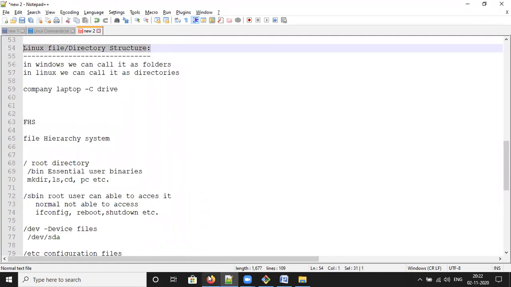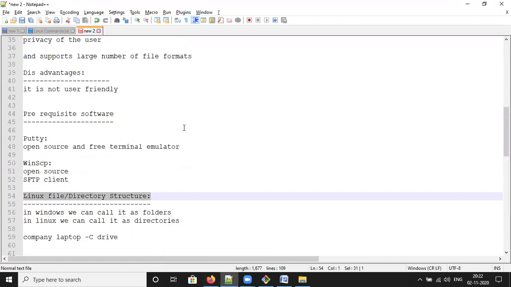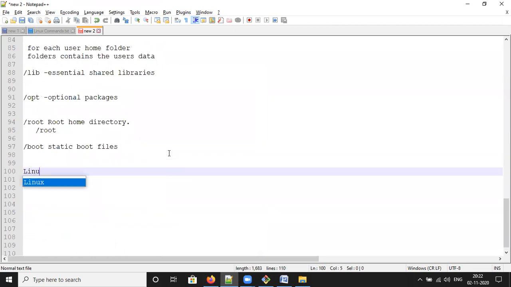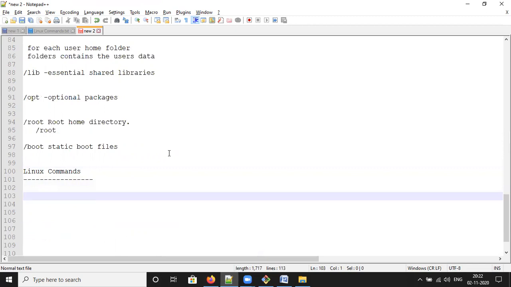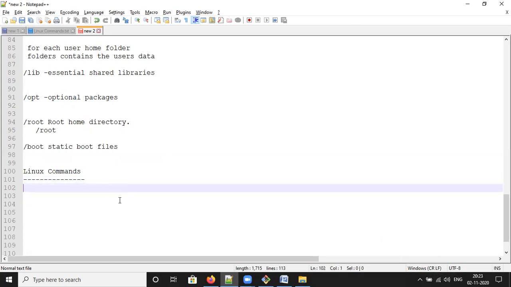So that's all, guys, for today, and we will talk about Linux commands in the next class. We'll start Linux commands. For DevOps engineers, it is a must. Otherwise, you are not able to understand the DevOps environment, how they do builds and deployments and all. So you have to know Linux.